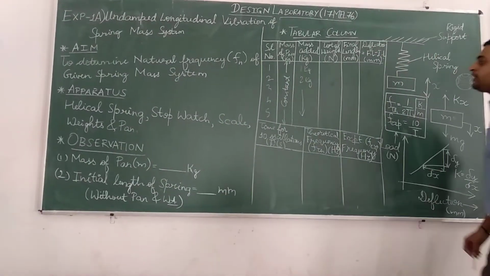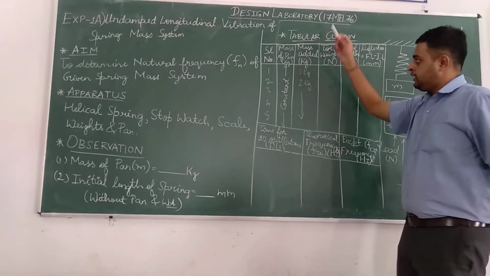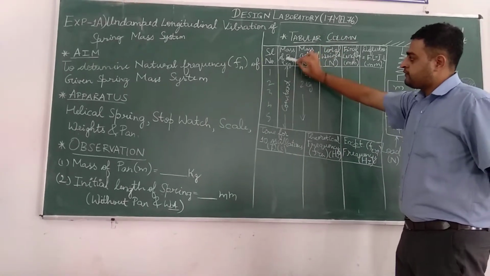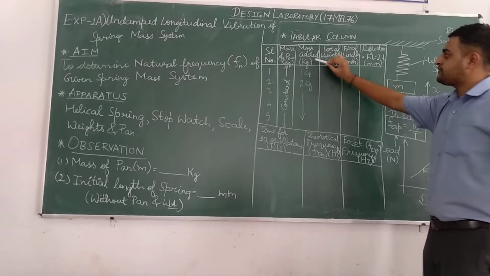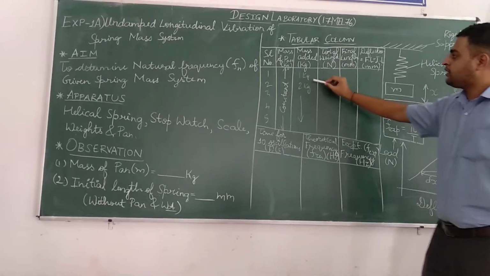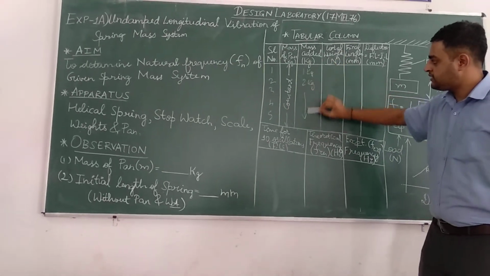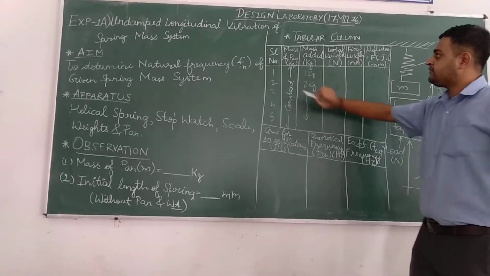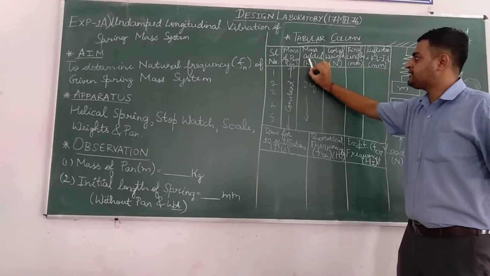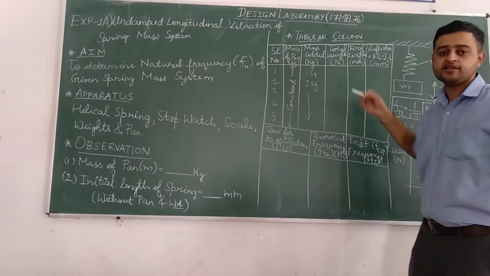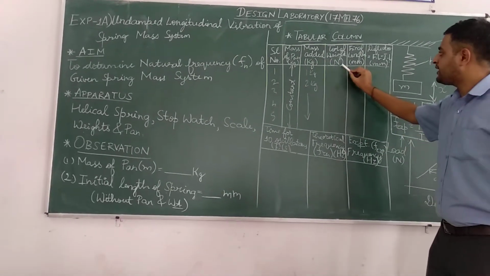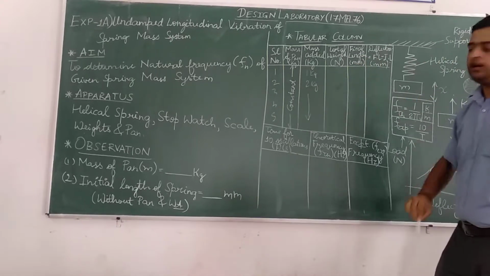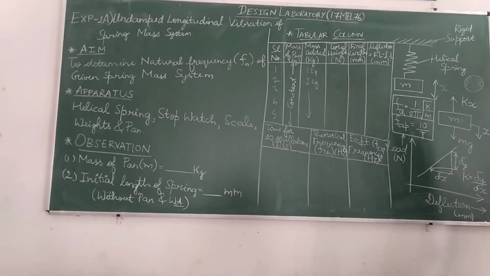Next, coming to the tabular column. The mass of the pan remains constant for all the readings. Next we have the mass added. You can keep on increasing from 1 kg, 2 kg, 3 kg, and so on, as per the weights available. Then the total weight is the mass of the pan plus mass added, into the acceleration due to gravity, that is 9.8. We get the weight added in Newton, and we note that down in this column.